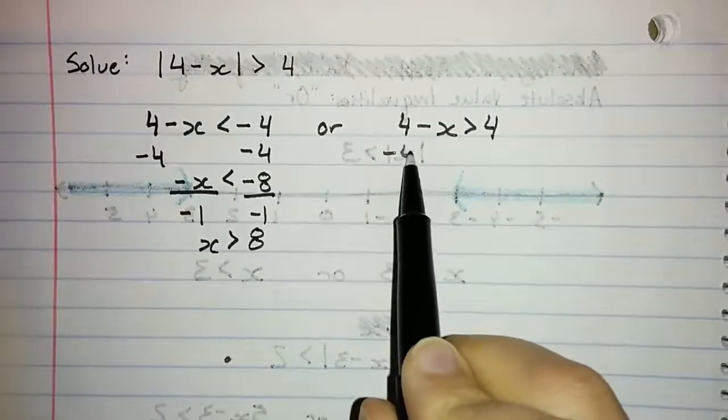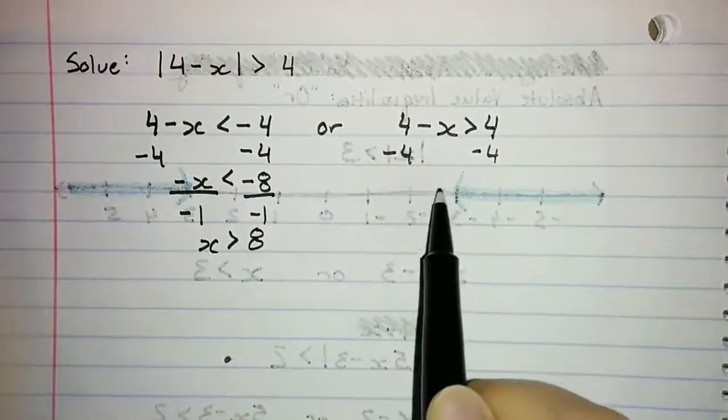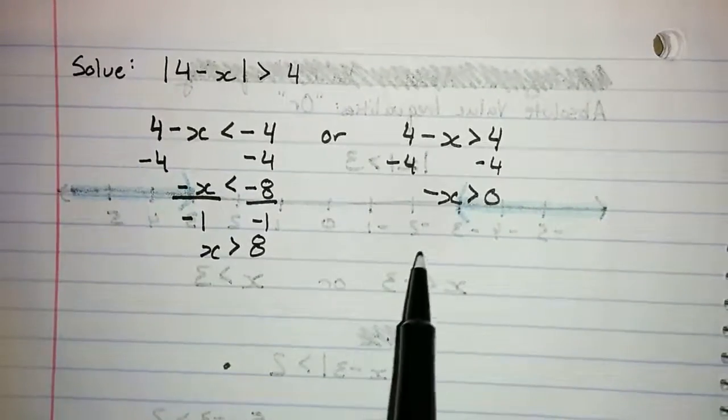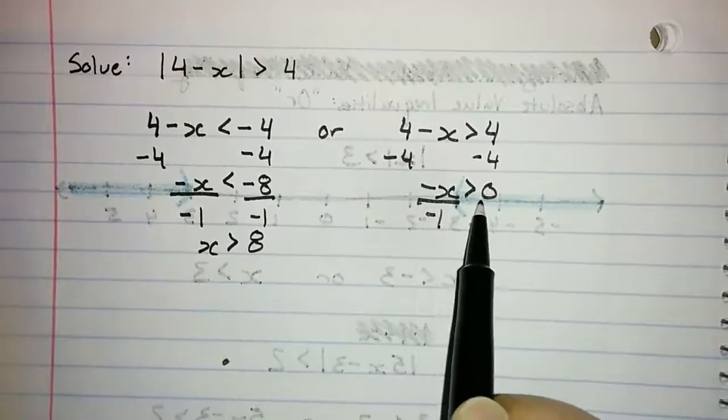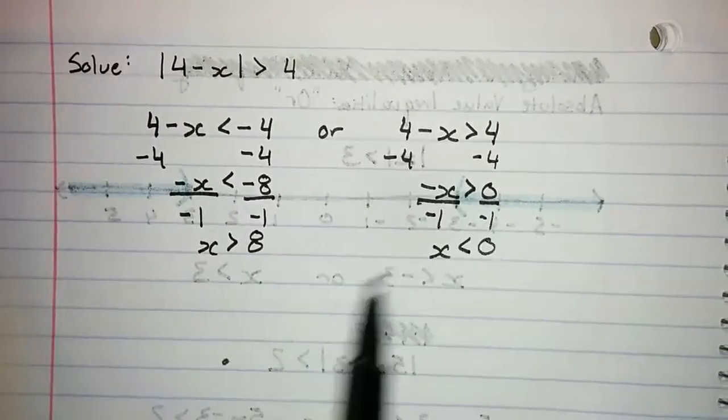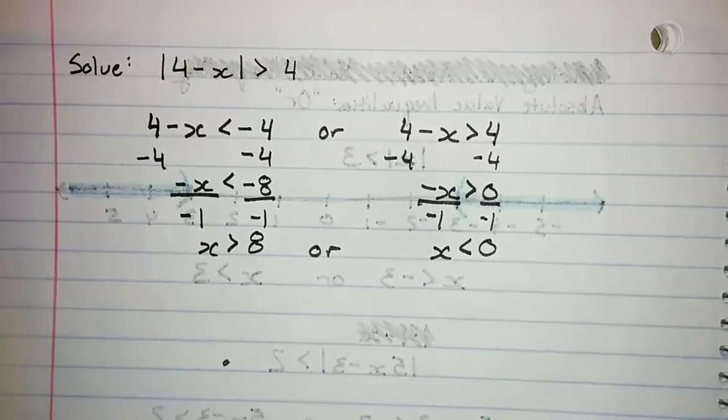Over here we subtract 4. We get negative x is greater than 0. Dividing both sides by negative 1, we get x is less than 0. And we combine these with the word or.